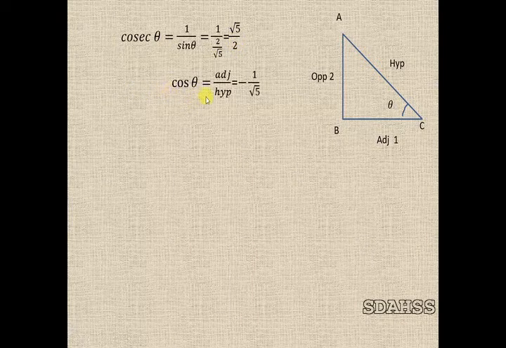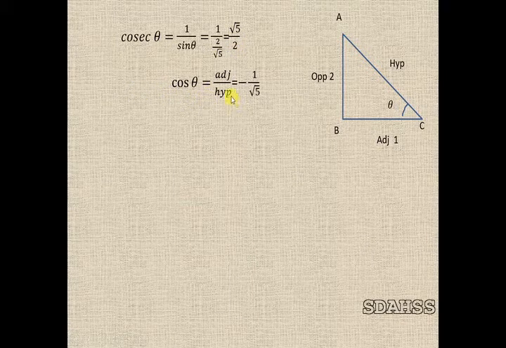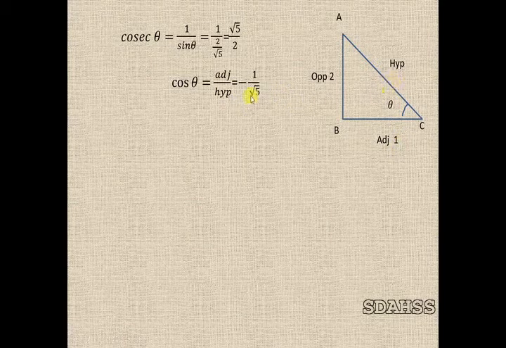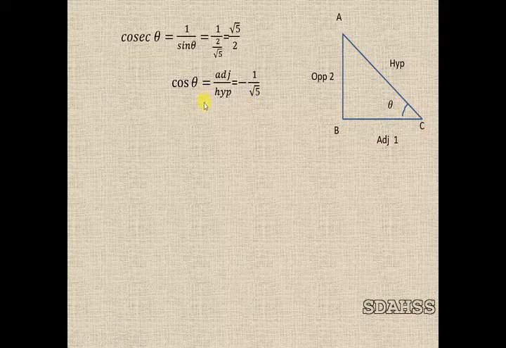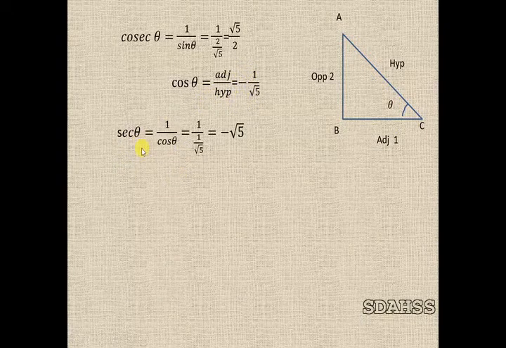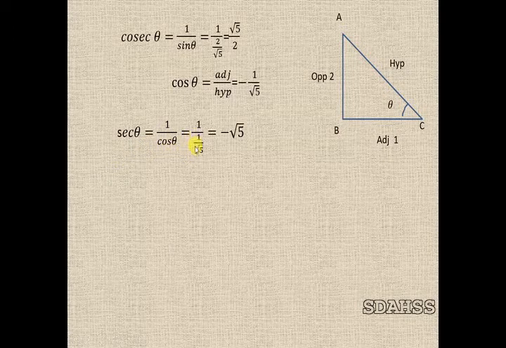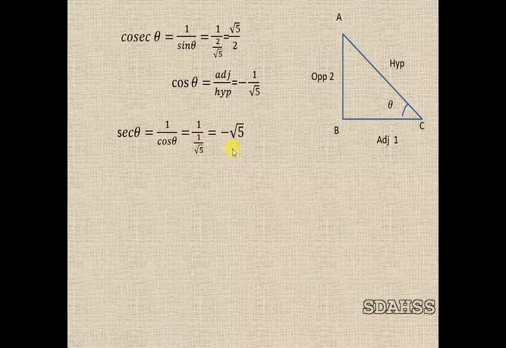Cos theta means adjacent by hypotenuse. Adjacent side is 1, hypotenuse is root 5, so 1 by root 5. Theta lies in the second quadrant, so use a negative sign. Then secant theta means 1 by cos theta, which is 1 by 1 by root 5. Take the reciprocal, which is root 5.